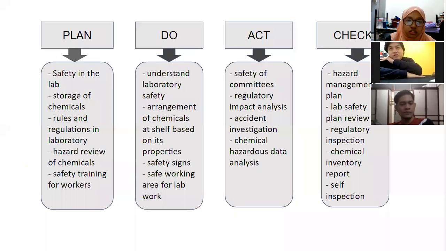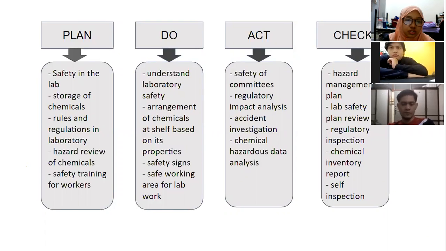Okay, so plan, do, act, and check for chemical management. For plan, we have to plan for the safety in the lab, such as for the storage of the chemicals based on their hazardous, toxicity, corrosive, and so on. And then the rules and regulations in the laboratory when people are working in the lab. Also the hazard review of the chemicals that we want to store in the lab, and the safety training for workers so that workers know about the safety in the lab area.